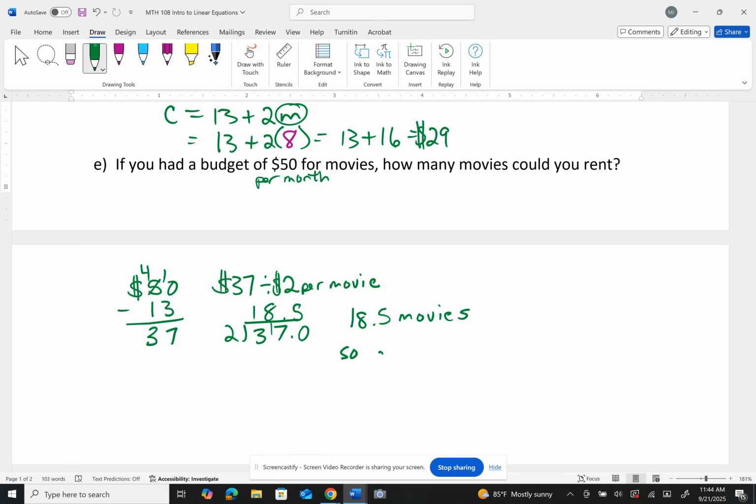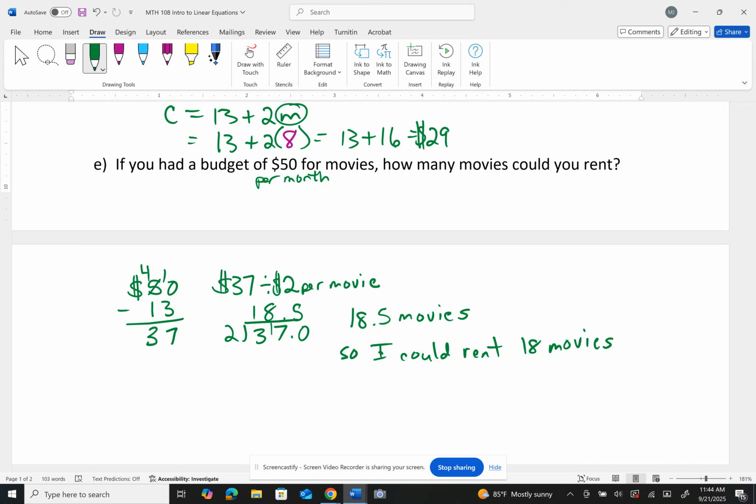All right, so then if you're thinking about the question, so that means I could rent 18 movies. It's doubtful the business would say, go ahead and get 19 of them. Okay. You'd have to round down. Even though it's a 5, you wouldn't round up to 19 because that would be the business just giving you a movie that you didn't have enough money to pay for. Okay. You can get 18 movies and you'd have actually $1 left, okay, to spend.